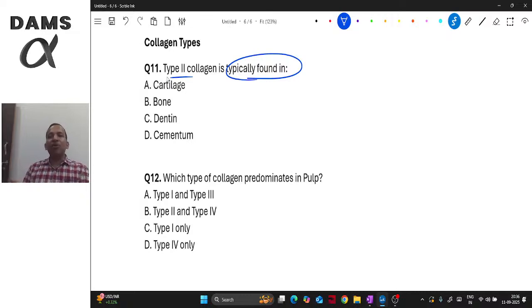It is used. Apart from that, I haven't read about any specific role for these collagen fibers in the enamel organ. But as far as the fate of enamel organ is concerned, it fuses with the oral epithelium and it forms the primary junctional epithelium, the first attachment epithelium, right?